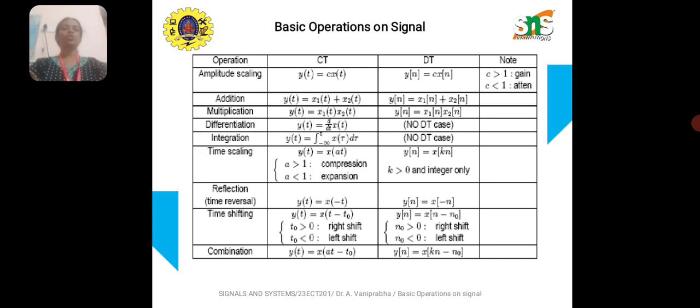The major operations of signals are: one is amplitude scaling, next is addition, multiplication, differentiation, integration, time scaling and reflection, time shifting, and a combination of both. These are the major operations that can be performed on a signal wherever it is required.